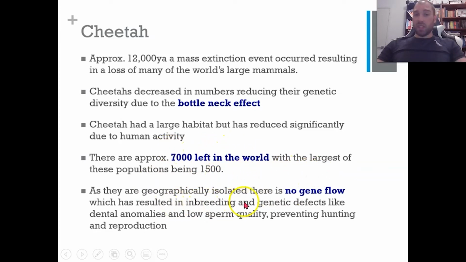So there's a lot of inbreeding. Inbreeding leads to inbreeding depression, where deleterious alleles are more likely to pop up in the population. So you get more recessive characteristics popping up, and these can be not good for the organism. Genetic defects like dental anomalies and low sperm quality prevent hunting and reproduction. If you can't eat your food, then you're not going to survive very well, and if your sperm quality isn't good, you're not going to be passing on your genes to the next generation.